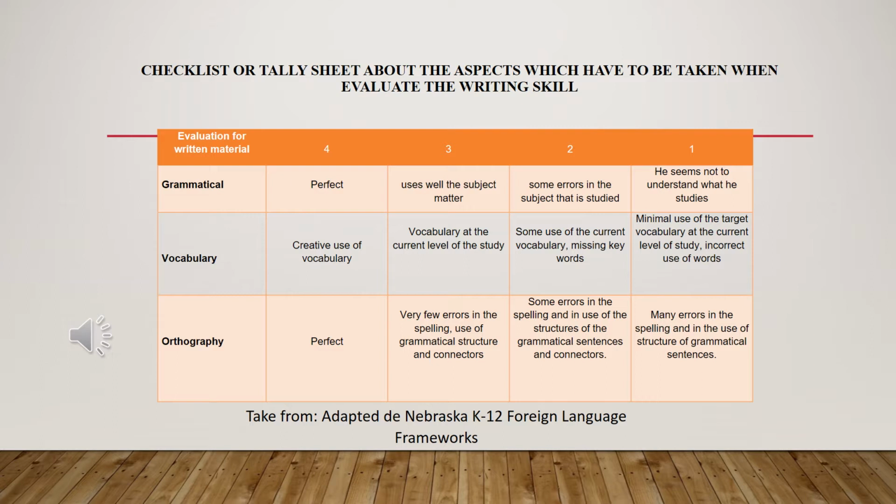Vocabulary: creative use of the vocabulary of the current level of study. Some use, with the current vocabulary missing key words. Minimal use of the target vocabulary at the current level of study. Incorrect use of words. Orthographic: perfect, very few errors in the spelling, grammatical structure, and connectors. Some errors in the spelling and the use of the structure of grammatical sentences and connectors. Many errors in the spelling and the use of the structure of grammatical sentences.